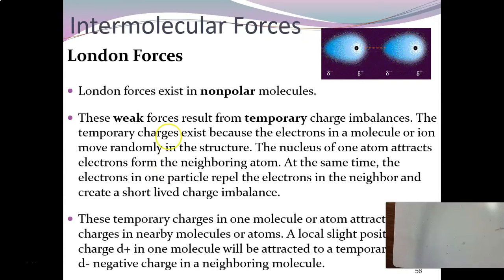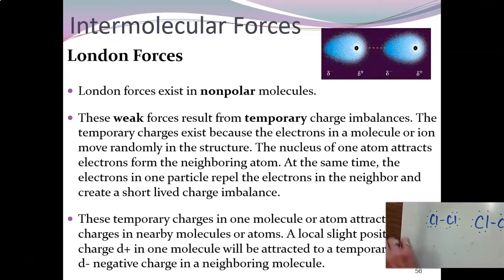Okay, the first type of intermolecular force that we'll talk about are London forces, and they're very, very weak forces. These are the weakest types of forces. They result from temporary charge imbalances, and they exist in nonpolar compounds. So if we had just diatomic chlorine, we have a chlorine, and electrons, and then another chlorine. All right, we're in a sample of chlorine gas.